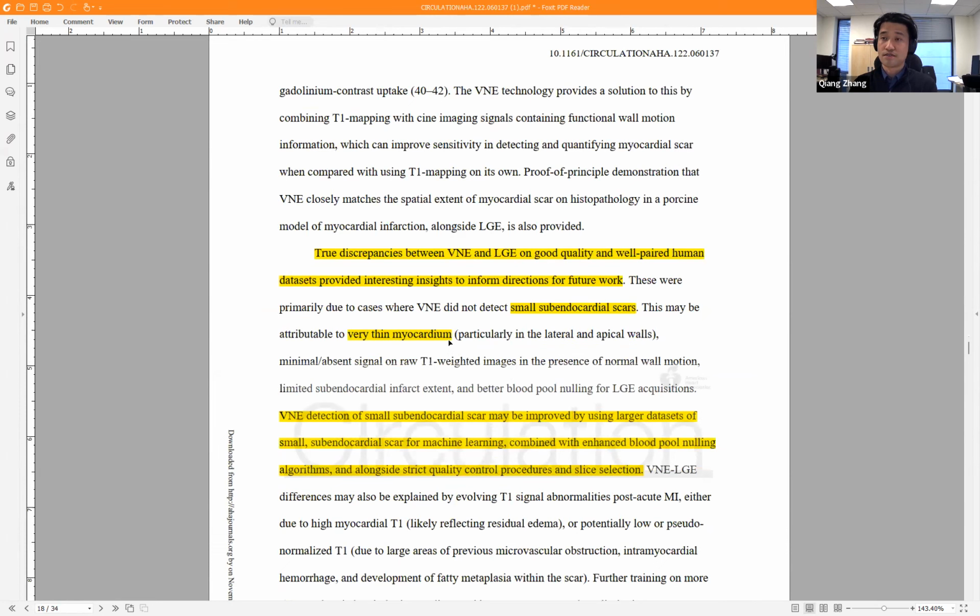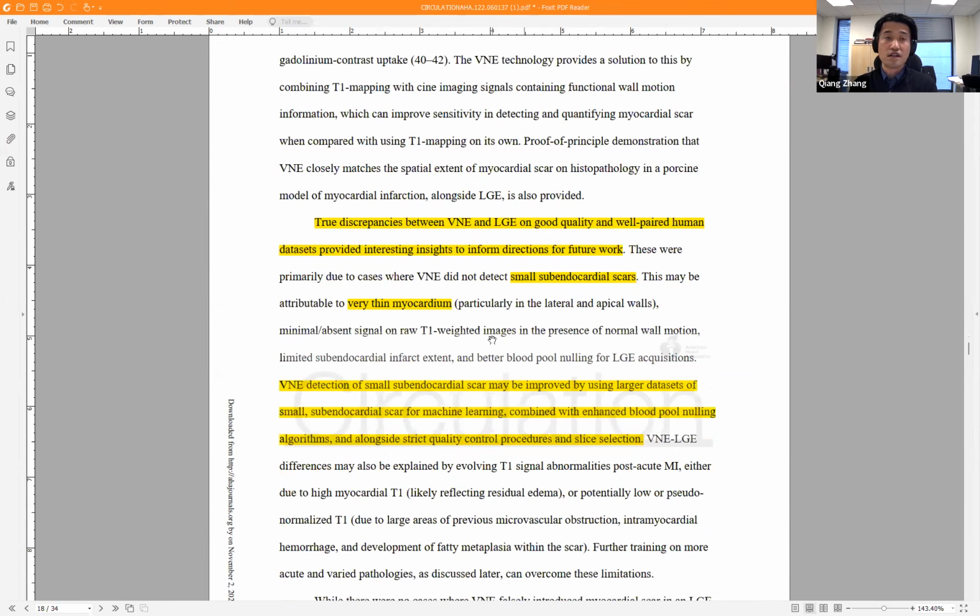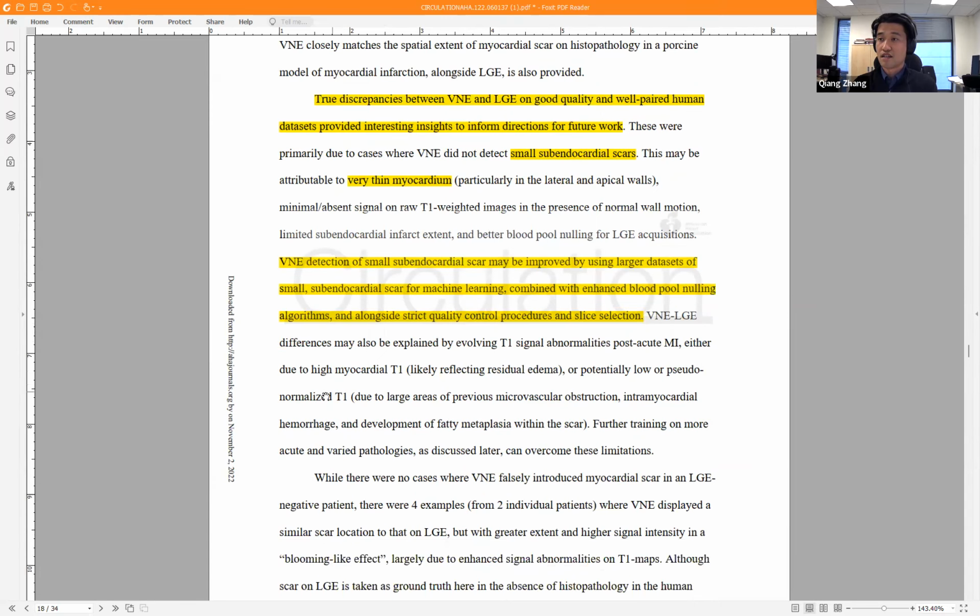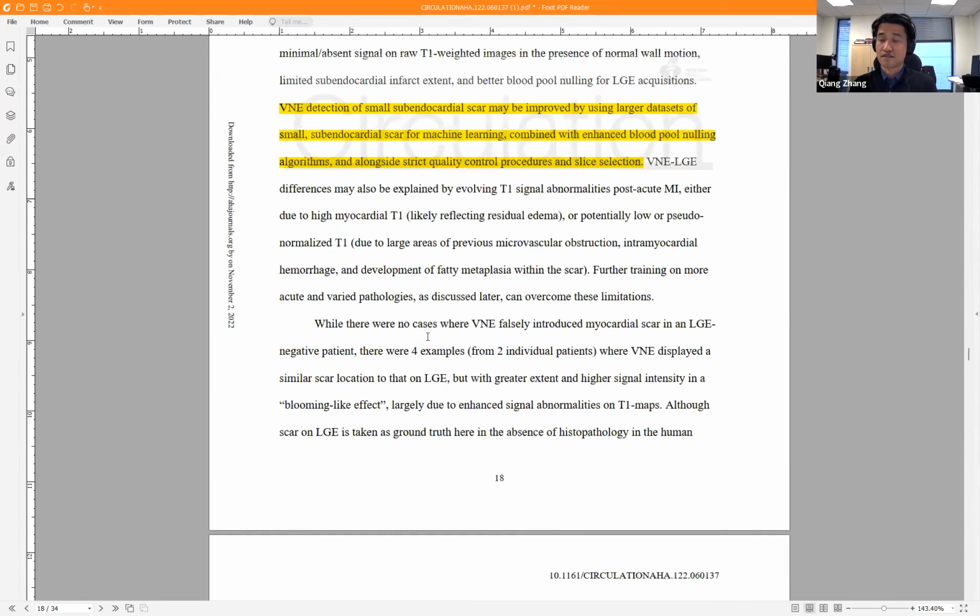There are also some discrepancies between the 2 methods on good quality images, and this provides interesting insight to inform directions for future work. For example, there could be small subendocardial scars that can be very difficult to assess on both methods. This can be improved by potentially using a larger data set of small subendocardial scars for machine learning, combined with enhanced blood nulling algorithms, alongside strict quality control procedures and slice selection.